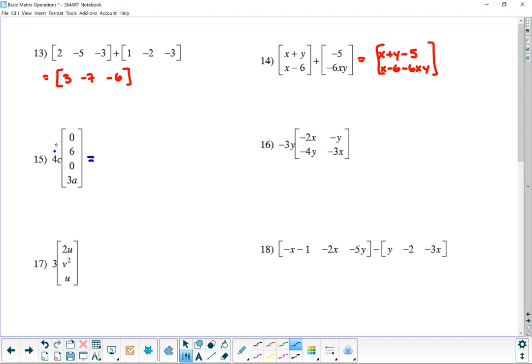Okay, this one's going to be scalar. So 4c times 0, 4c times 6, 4c times 0, 4c times 3a. Anything times 0 is 0. 4c times 6, 4 times 6 is 24, c. 4c times 0 is also 0. And 4c times 3a is 12ac.